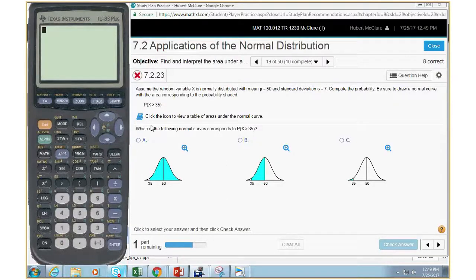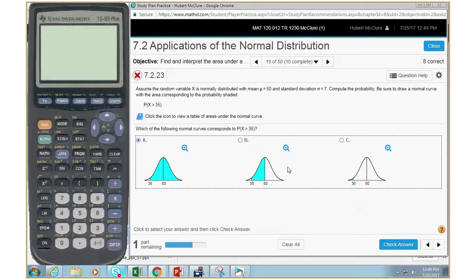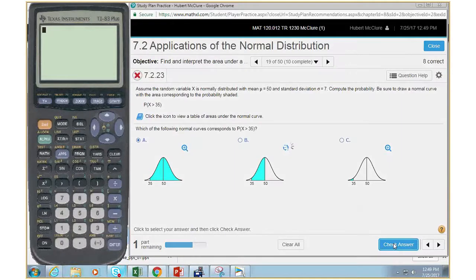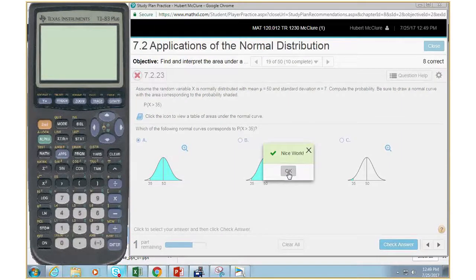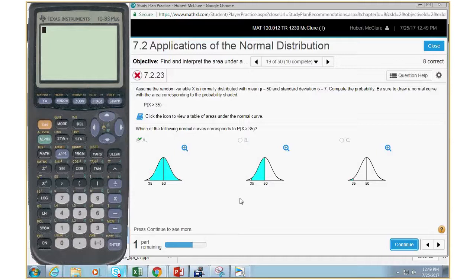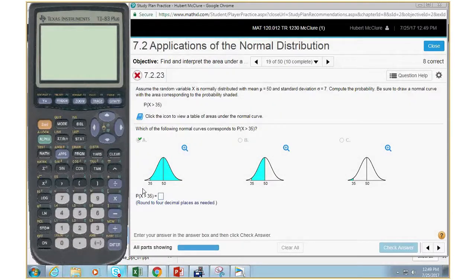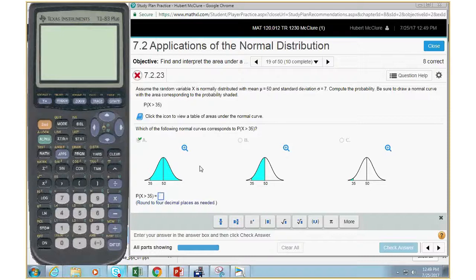All right, 35. Which one is it? A, B, or C? Let's see if we got it right. Yay! Is it asking for the, there we go. What is it? 0.9 what?